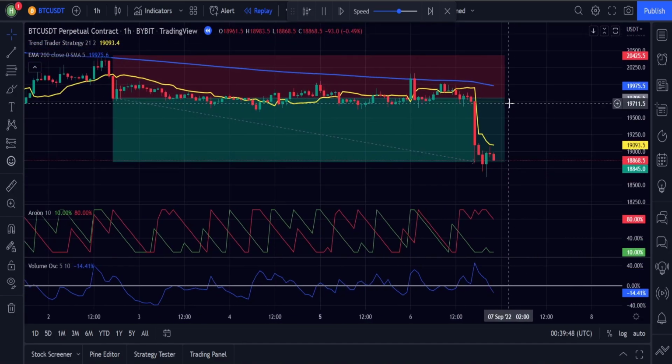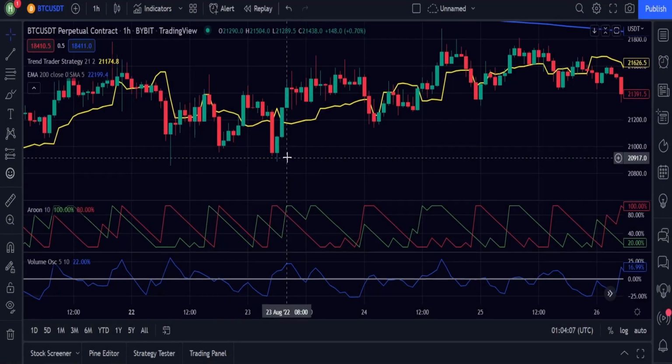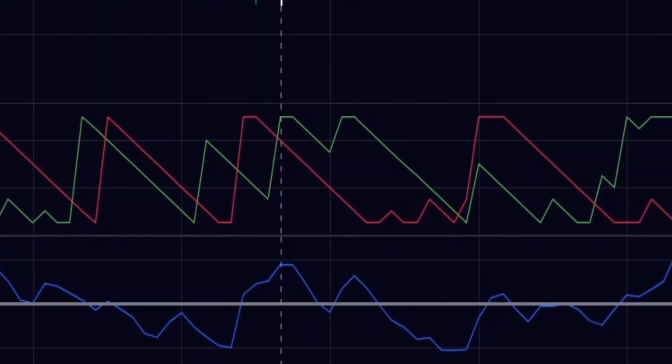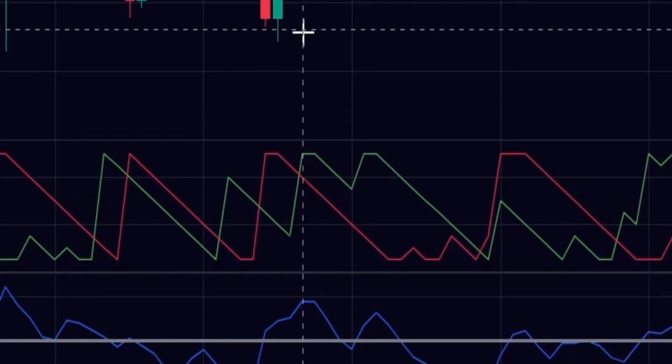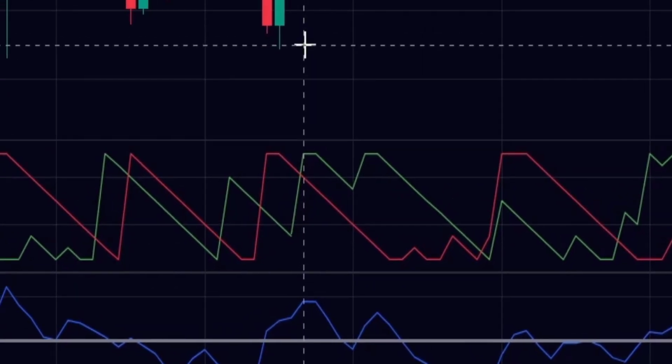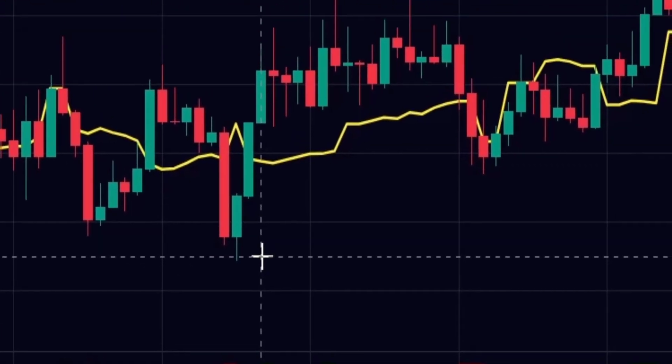You have to be very careful while entering the trade, and always tick all the rules before entering the strategy. For example, here you can see that the blue line is above the 0 level. The Aroon indicator also gives a buy signal as the green line crosses over the red line, and the candle also closes above the trend trader indicator.